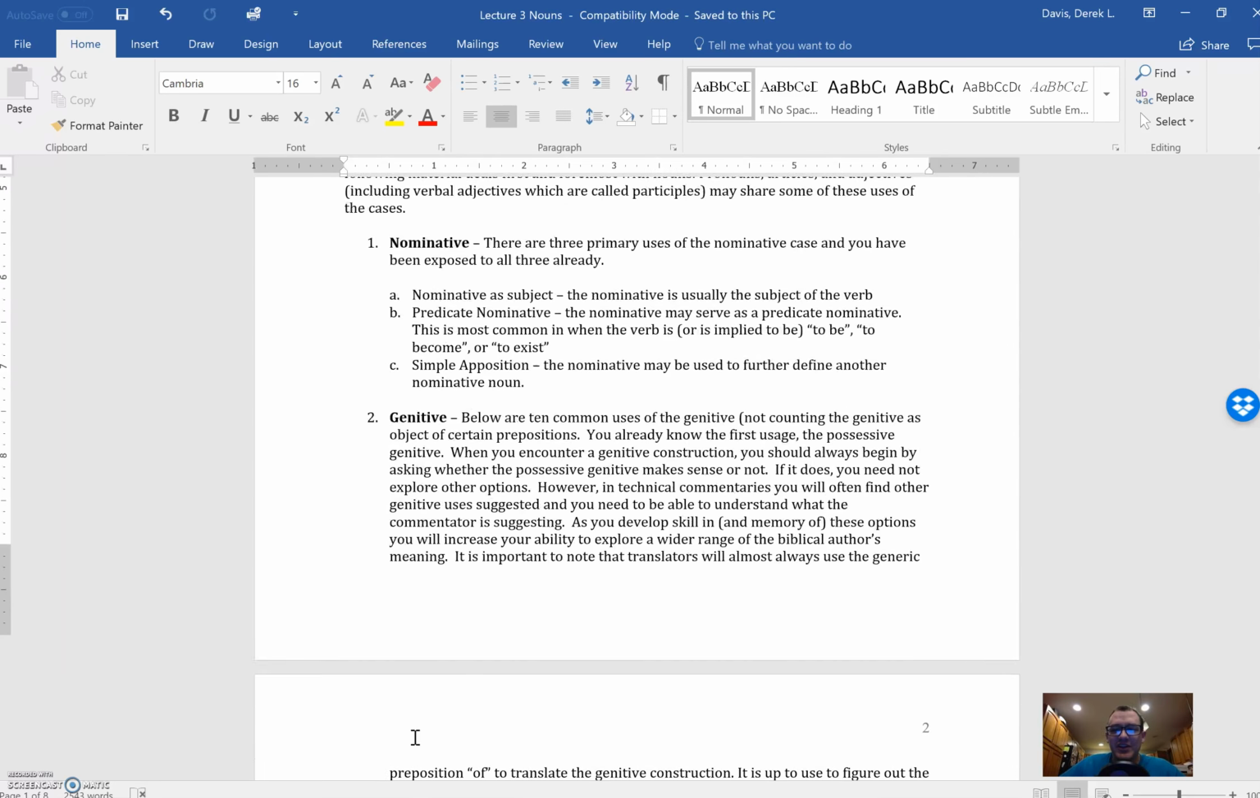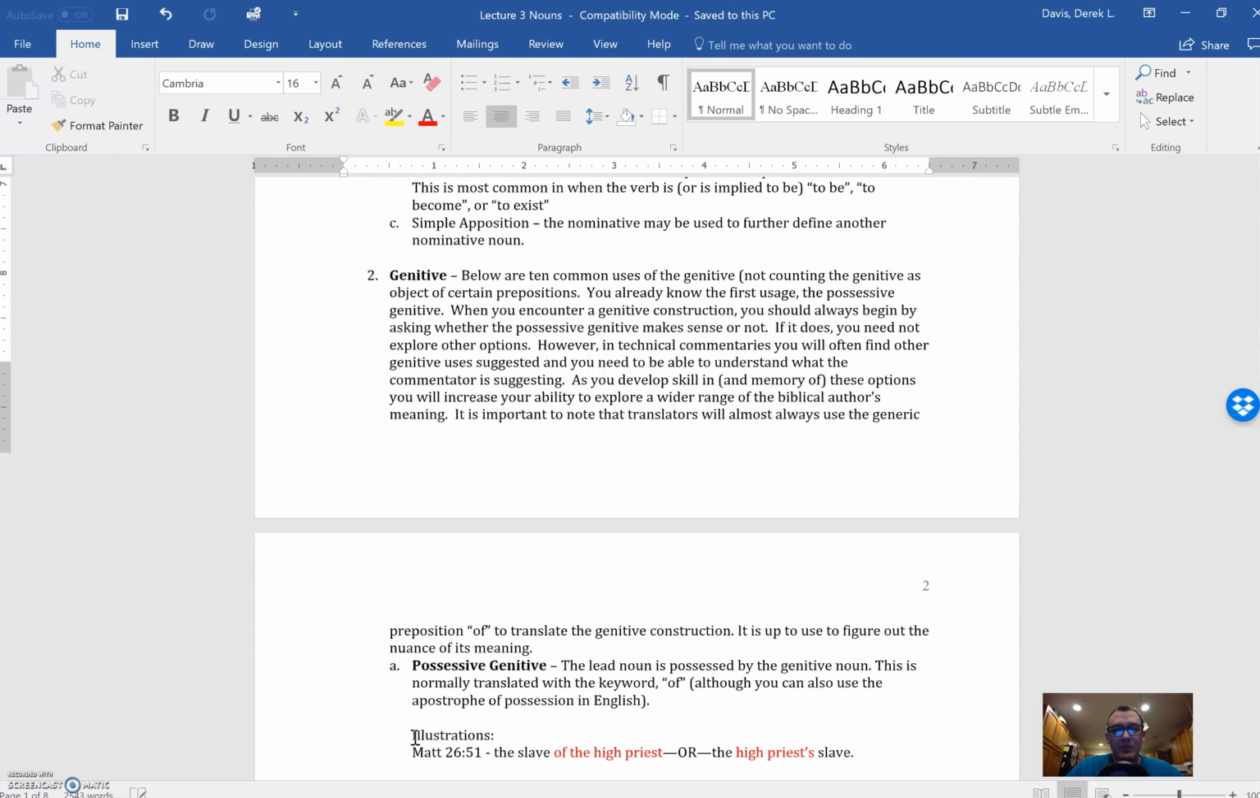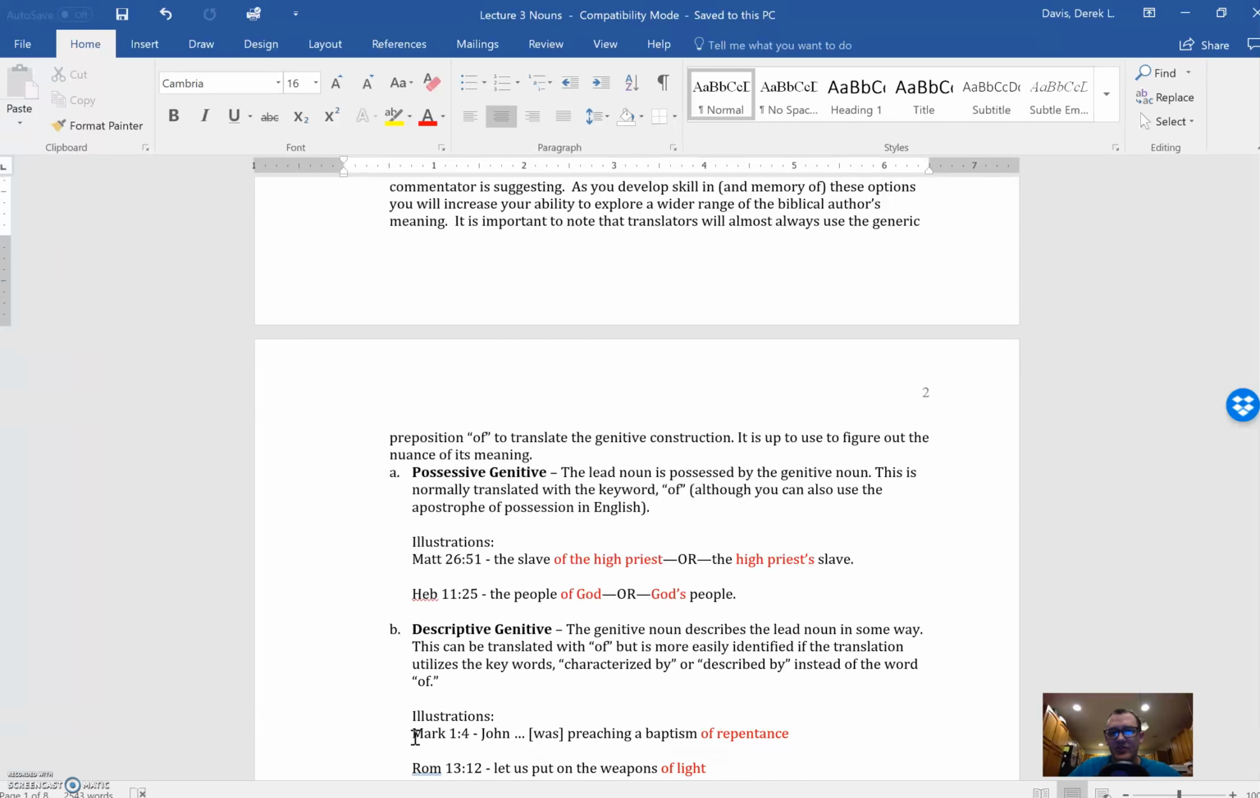Then we're going to get into genitive. These are more difficult, but they're also a lot more fun. So the simple way that we've been talking about the genitive case is in possessive terms. So I give you a few examples here. The slave of the high priest, in other words, the high priest's slave, or the people of God, which you could then interpret as God's people. Those are clear instances where the words high priest and God are in the genitive case to show possession of the previous noun listed in the sentence.